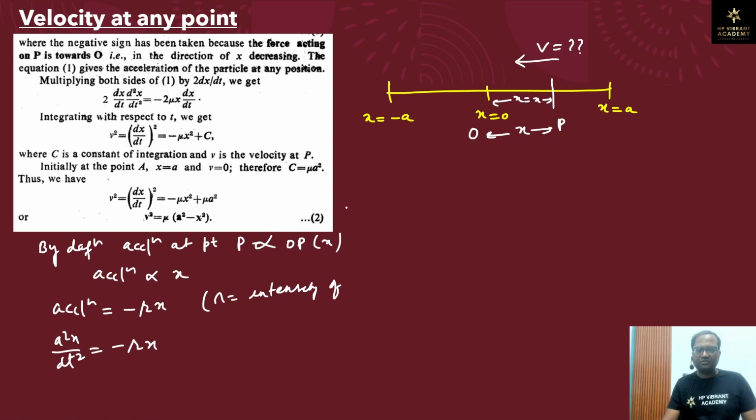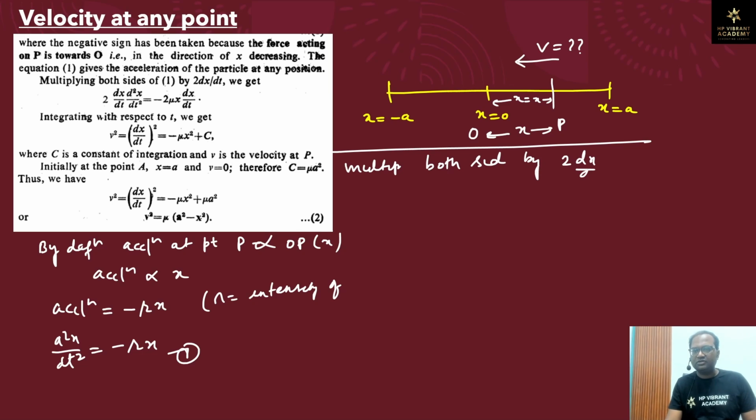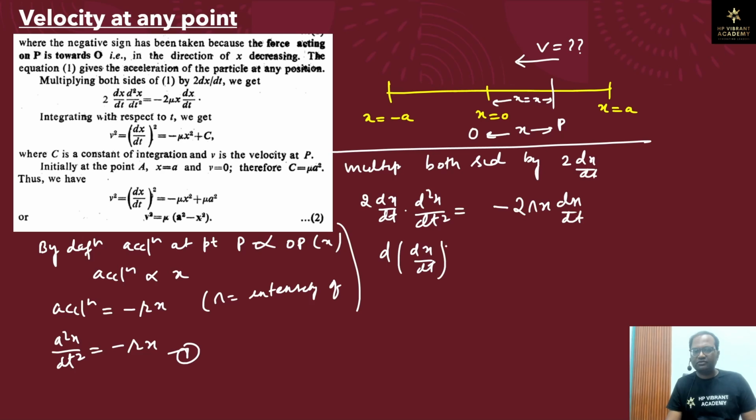Let us take this as equation 1. Let us multiply both sides by 2 dx upon dt. So we have 2 dx upon dt into d2x upon dt square is equal to minus 2 mu x dx upon dt. So this we can write as d of (dx upon dt) whole square is equal to minus d of mu into x square. On integrating, we will get this value.